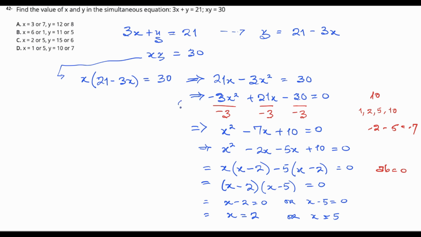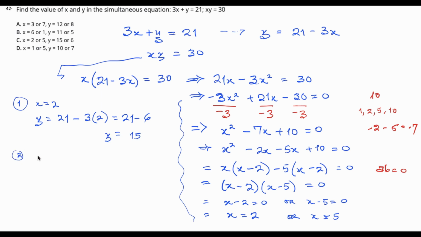So if we just make space here, for the first value of x, which is equal to 2, when x is equal to 2, if we use this equation, then our y is going to be equal to 21 minus 3 multiplied by 2. And this is equal to 21 minus 6. So y is equal to 15.